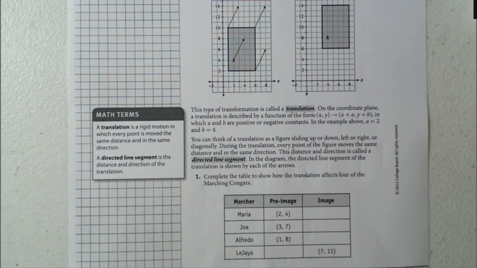Number 1 says, complete the table to show how the translation affects 4 of the marching Cougars: Maria, Joe, Alfredo, and Legia. So again, find their pre-image and their image. Go ahead, I'm going to give you 3 minutes to find these points.